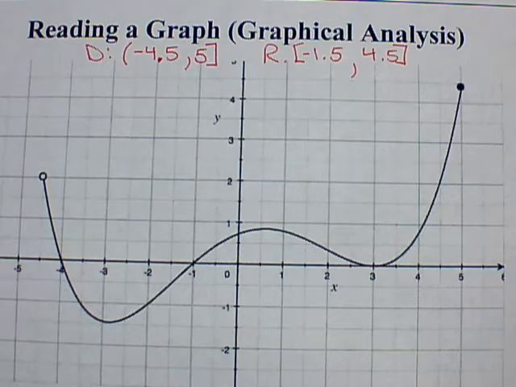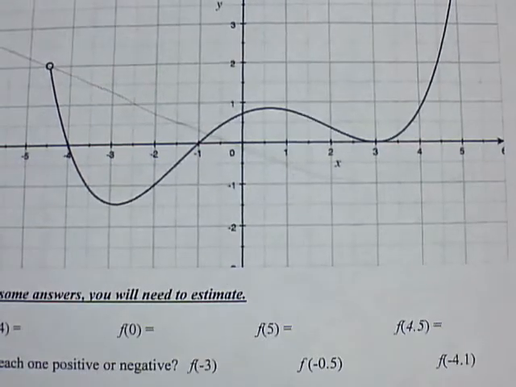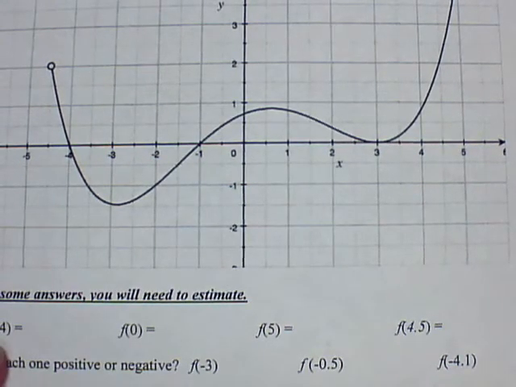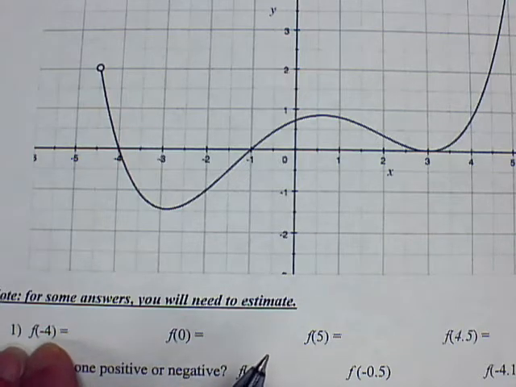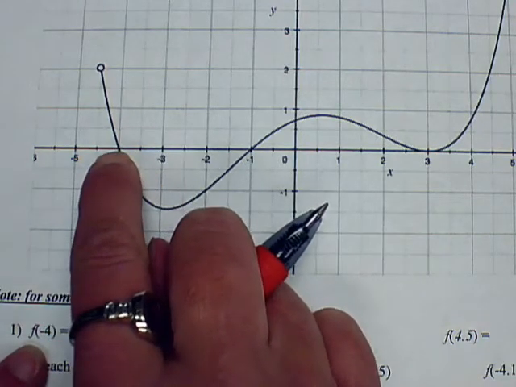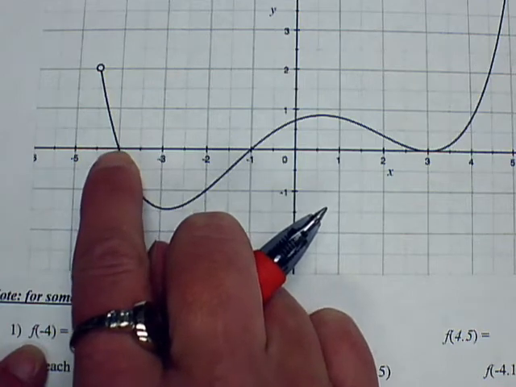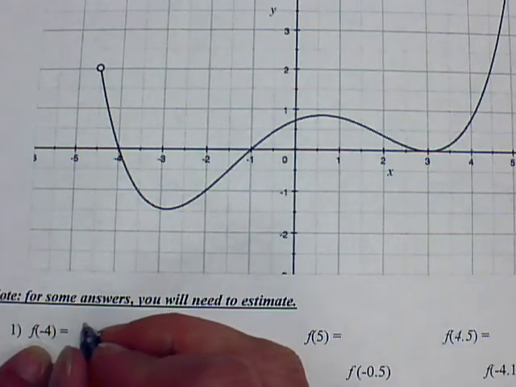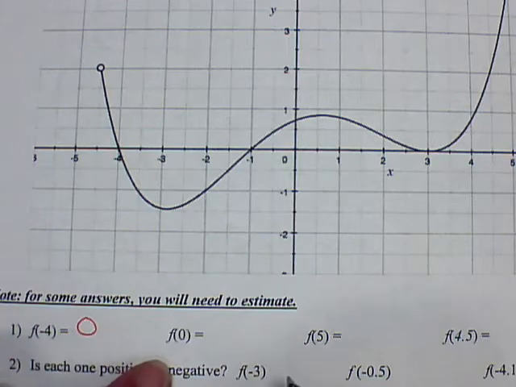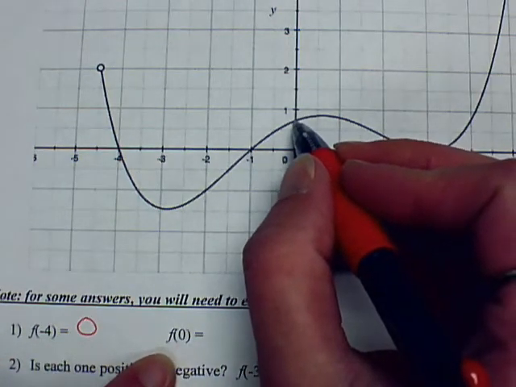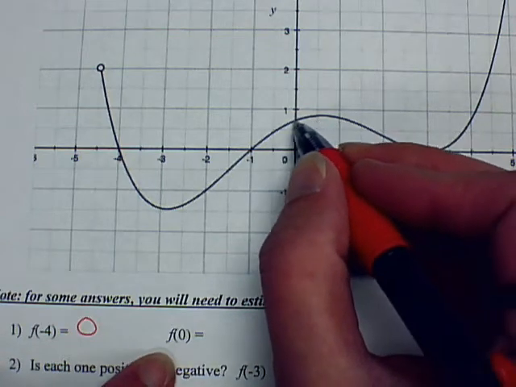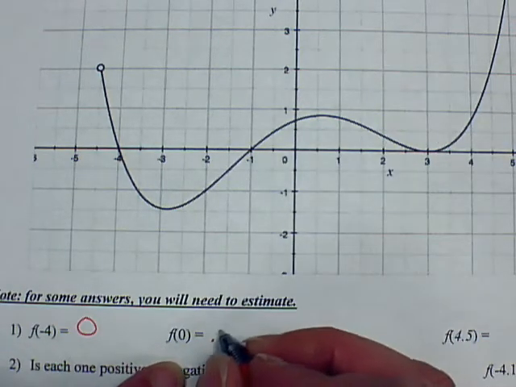Now what if we were asked questions like f of negative 4? Remember, f of x. So that number inside the parentheses is your x. So it's asking what y goes with negative 4 as an x. So here's negative 4. There's the spot on the graph. And the y value associated is 0. F of 0. Okay, when x is 0, here's the point on my graph. And it says to estimate a little bit. Let's see, that's halfway, so about 0.75.